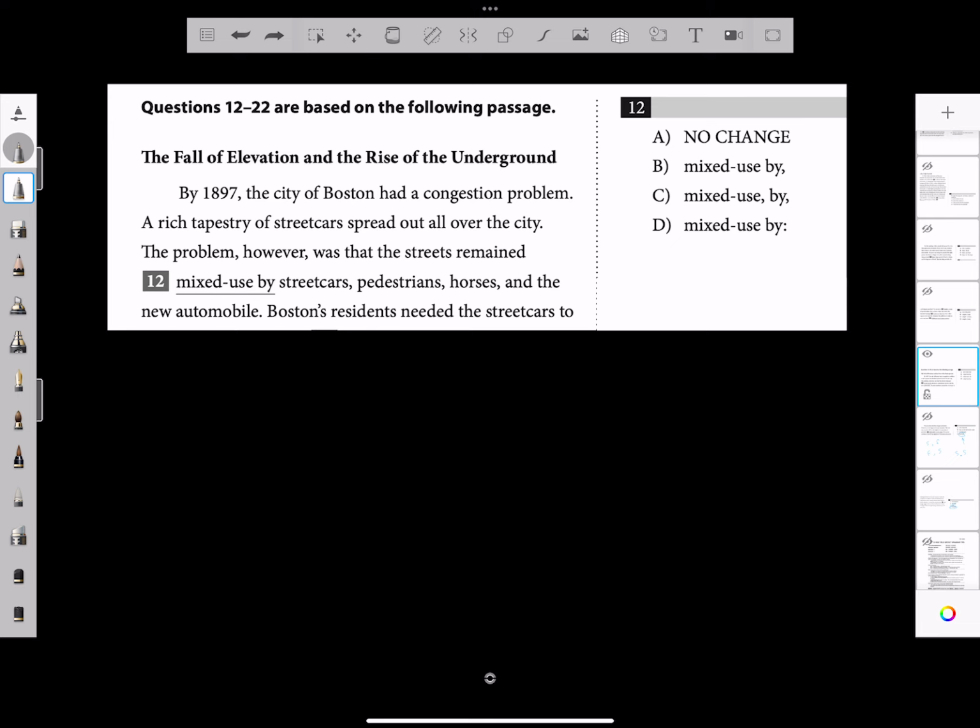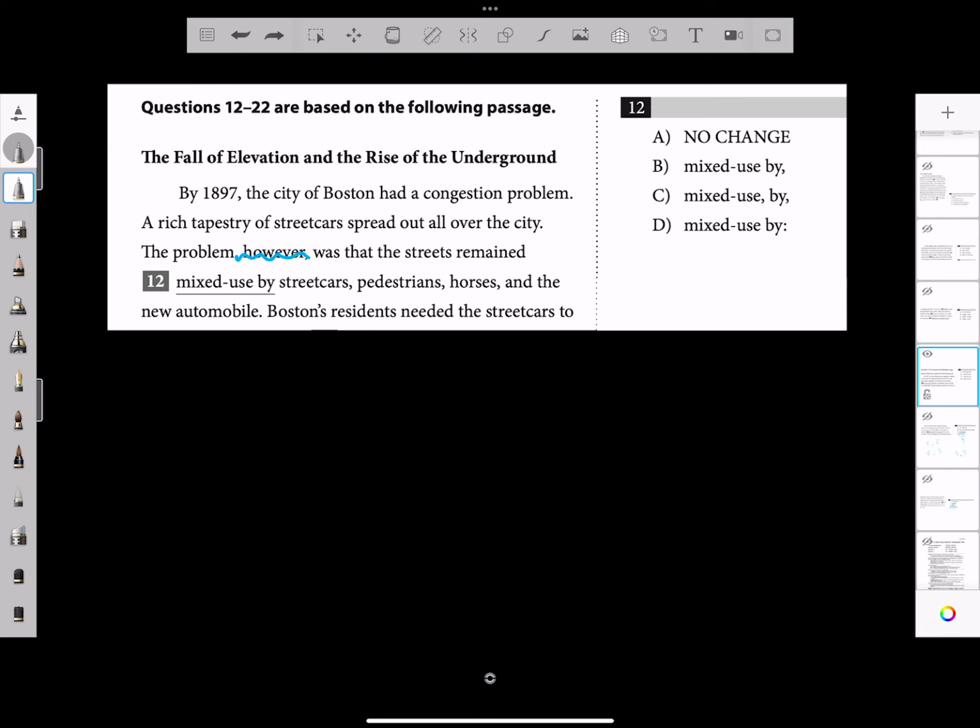The problem, double comma, eliminate that for now. The problem was that the streets remained mixed use by streetcars, pedestrians, horses, and the new automobile. First off, I think the way I just read it sounded fine without any punctuation. We can't use the colon because we don't have a full sentence before the colon.